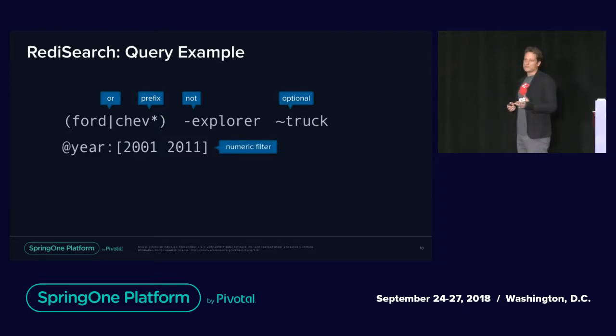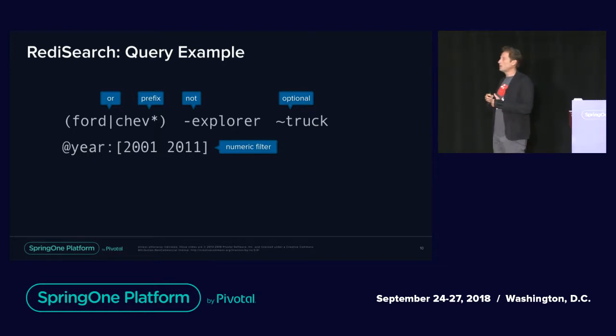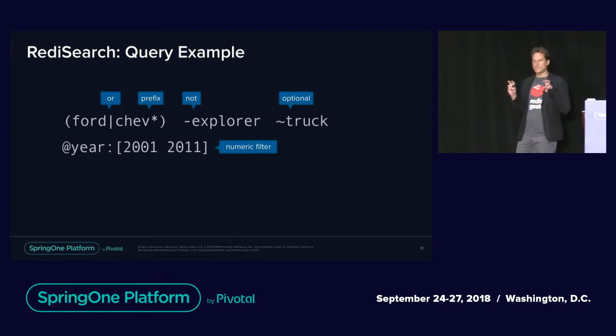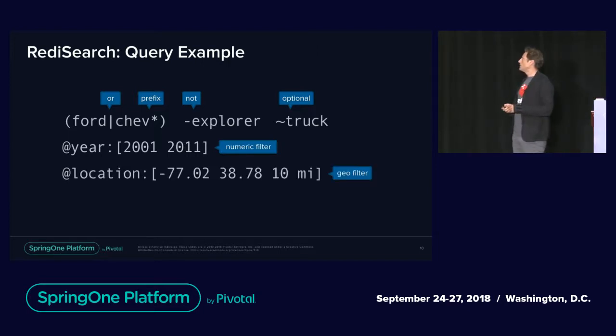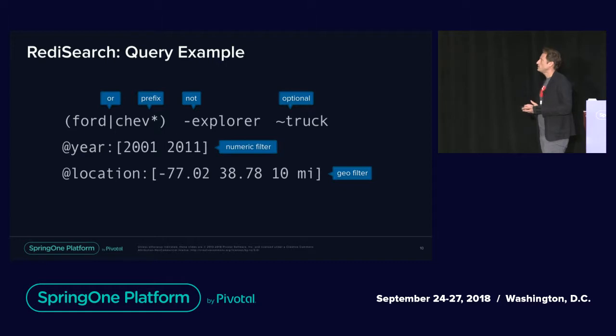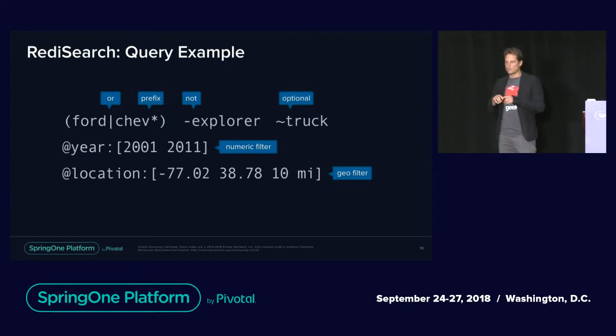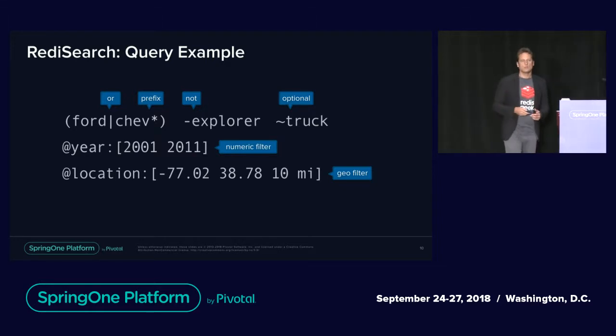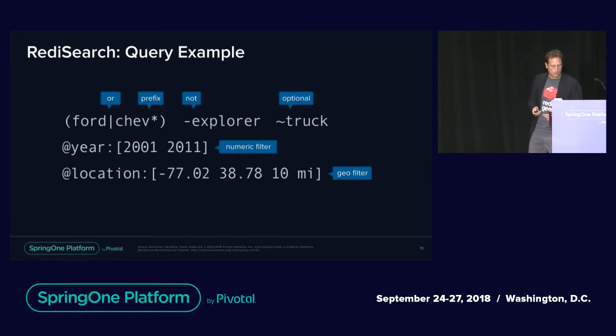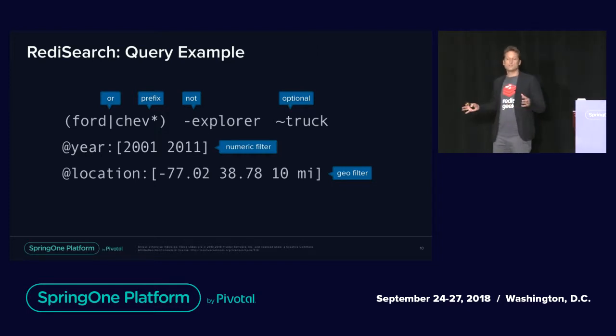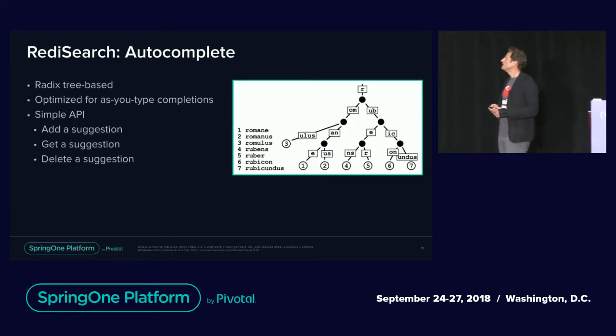We can do numeric filters. So in this example, you want documents that have the field year between 2001 and 2011. And you can also do geolocation. If you want the cars that are within a 10-mile radius from that location, which is right here, then RediSearch will go and do that calculation for you. Is that search based on key or random? It's documents. And actually, we'll show an example of how this works in just a second.